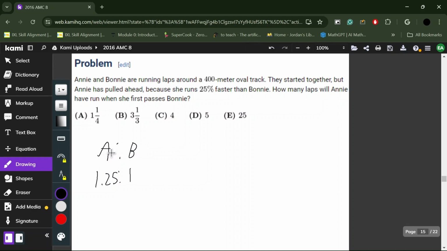So, when she first passes Bonnie, they both have to be a whole number for that to work. So let's just say for this to be a whole number, we have to multiply it by 4. So we would get 5, and multiply this by 4, we get 4. So if Bonnie runs 4 laps, Annie runs 5 laps. So when she first passes Bonnie, Annie will have run 5 laps. So the answer is D.